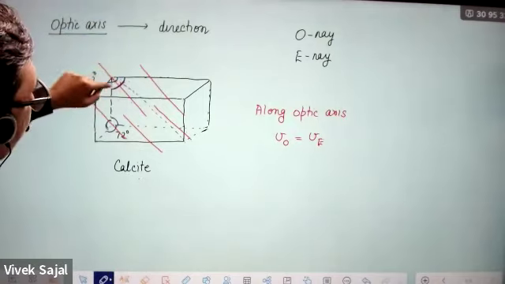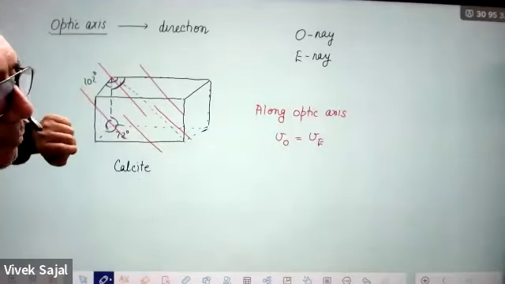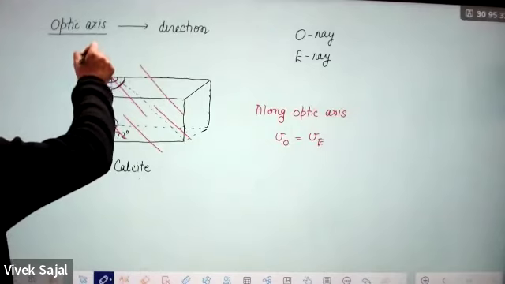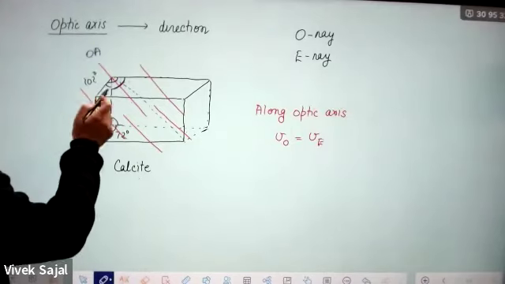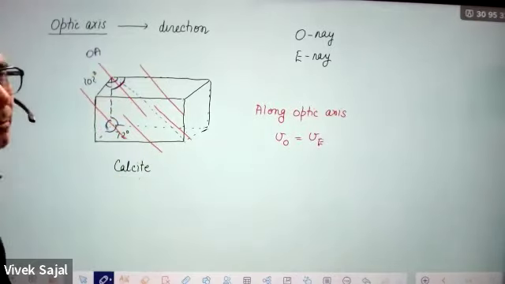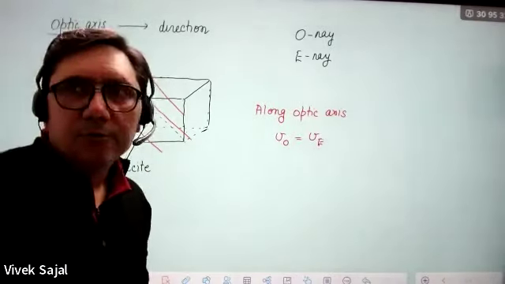With all three faces, this line is making equal angles. So that is the direction of the optic axis. This is the optic axis, and if we draw any line parallel to this, it will also behave as an optic axis.